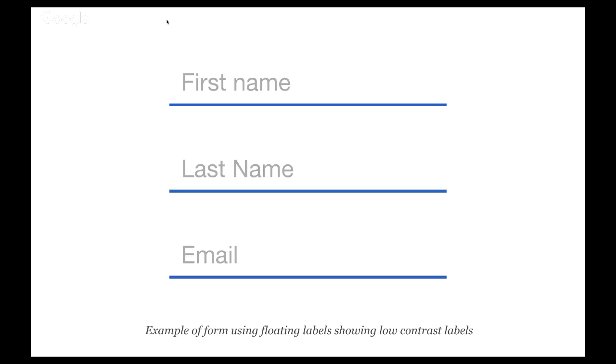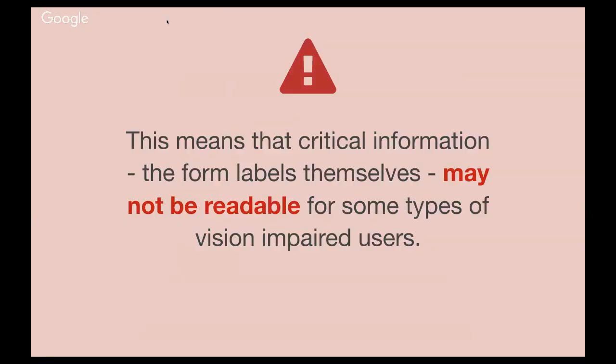So here's a diagram to show what it can sometimes look like. So we've got the same sort of form. It's got first name, last name, and email. But all three of those examples are very, very soft. And the concern here is that critical information, now form labels are critical. If you can't read what those inputs are about, then the form won't be useful at all. So it could be really problematic for various types of vision impairment users.